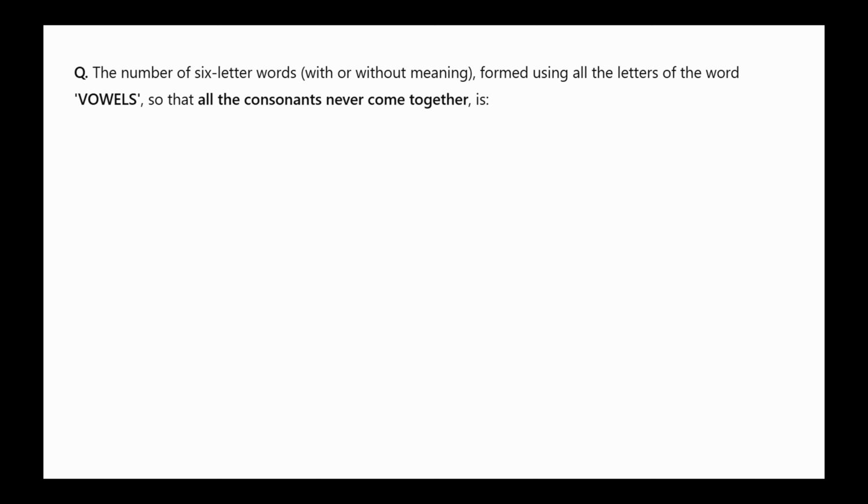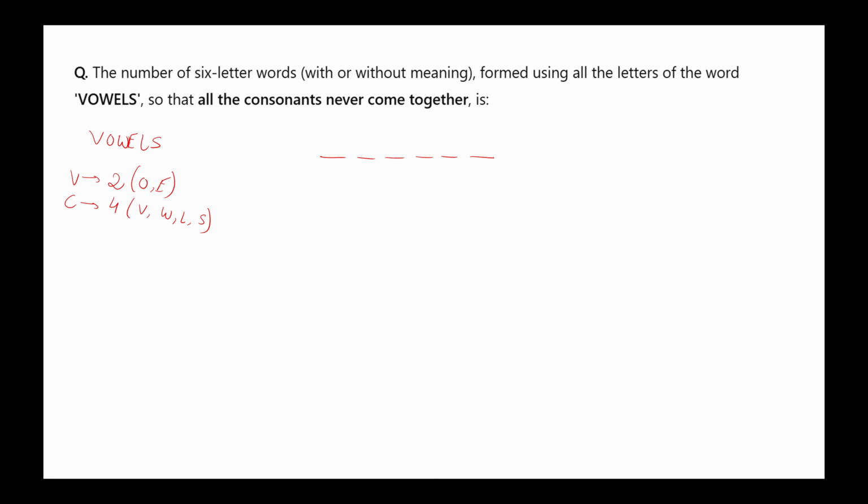The number of 6-letter words formed using all the letters of the word VOWELS so that all the consonants never come together. Now if you look at this, VOWELS, how many vowels are here? I have 2 vowels, and my consonants are 1, 2, 3 and 4. So I have O and E as my vowels, and my consonants are V, W, L and S. Now what have they told us? The number of 6-letter words.